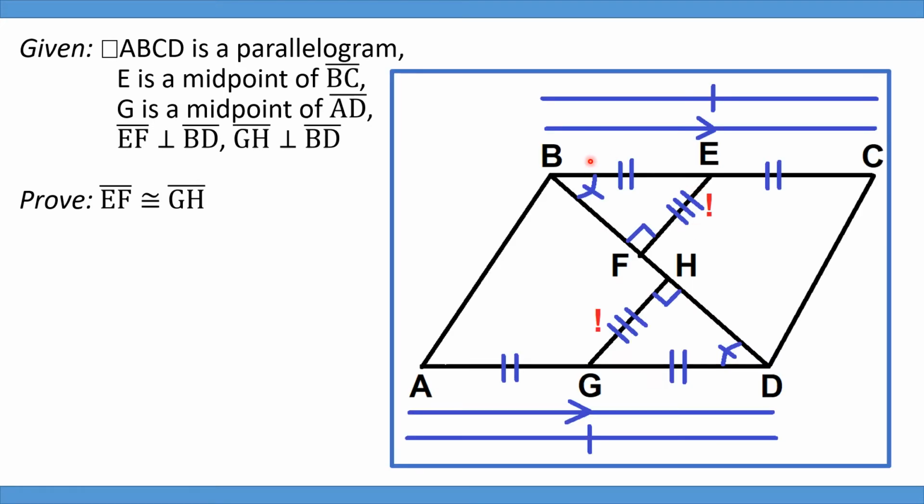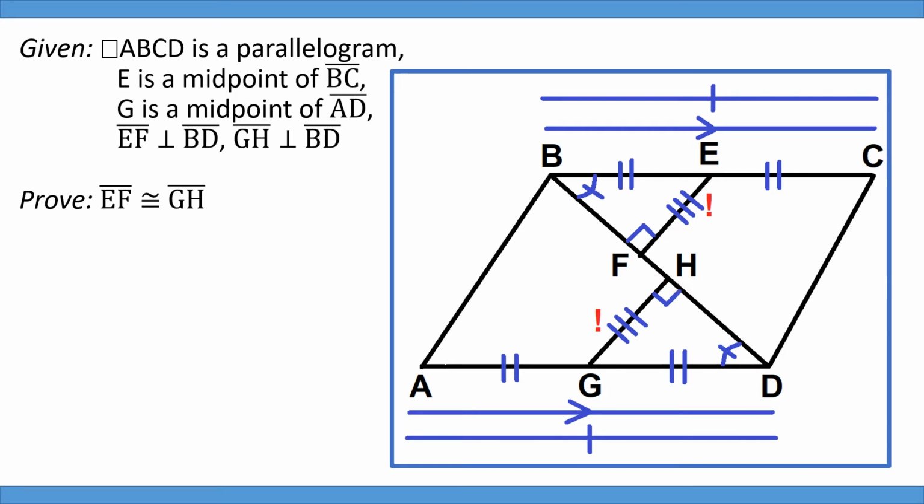Now recall that line segment BC and line segment AD are parallel. So by the PAI theorem, meaning parallel alternate interior angles, CBD and ADB are congruent. Or we can restrict it, we can make it smaller. So angle EBF is congruent to angle GDH by the PAI theorem.